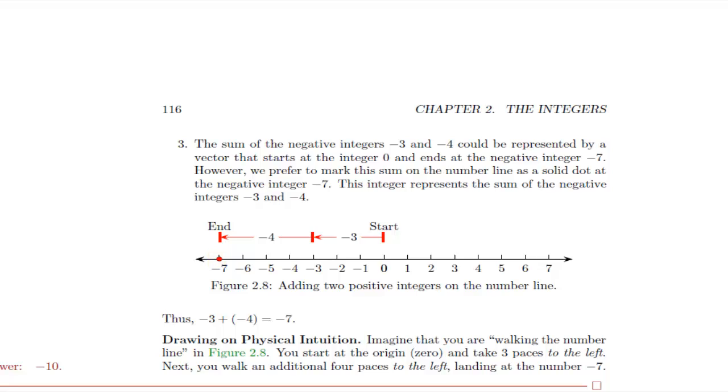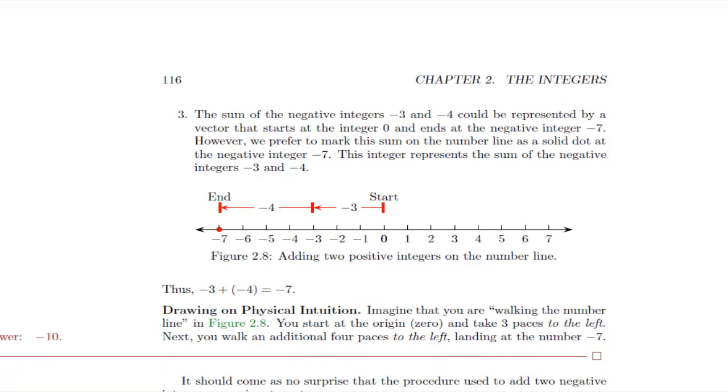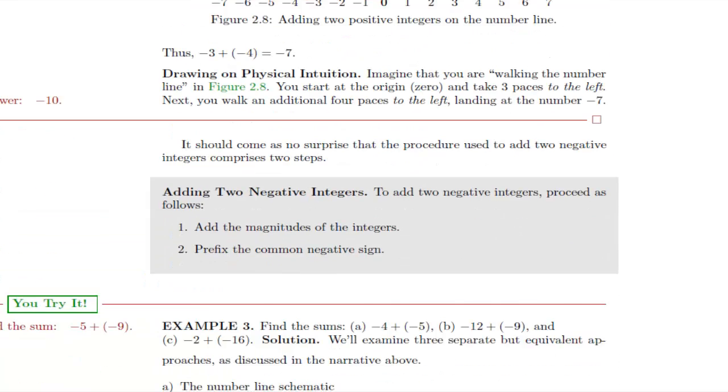Drawing on physical intuition, imagine that you are walking the number line in figure 2.8. You start at the origin 0 and take 3 paces to the left. Next, you walk an additional 4 paces to the left, landing at the number -7. It should come as no surprise that the procedure used to add 2 negative integers comprises 2 steps.